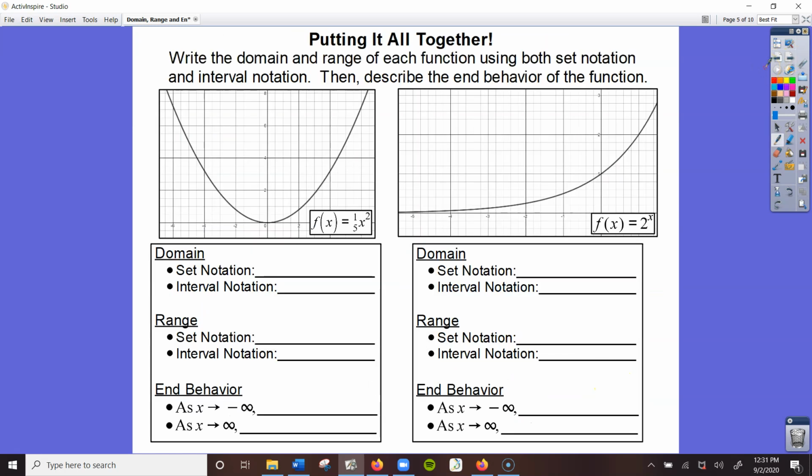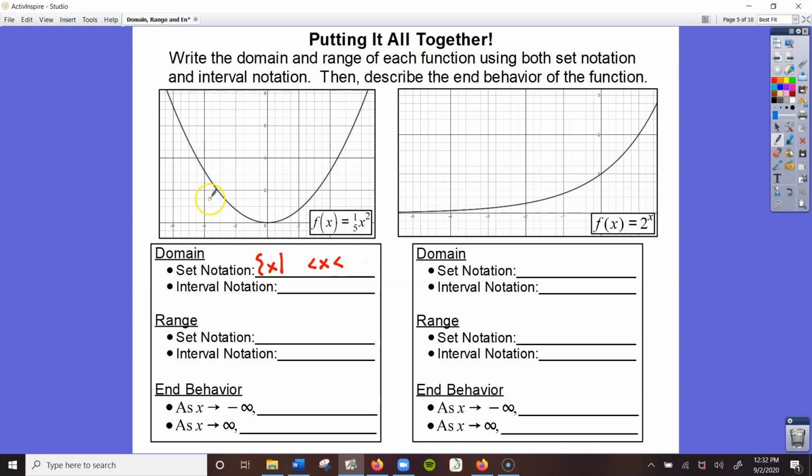So now we're going to put everything together. We're going to look at several graphs and write out the domain, range, and end behavior. For the domain and range, we are going to use both set notation and interval notation. For this particular graph, remember set notation, we start with the brace, define the variable, domain is x, put the bar, x in the middle, less than, less than.